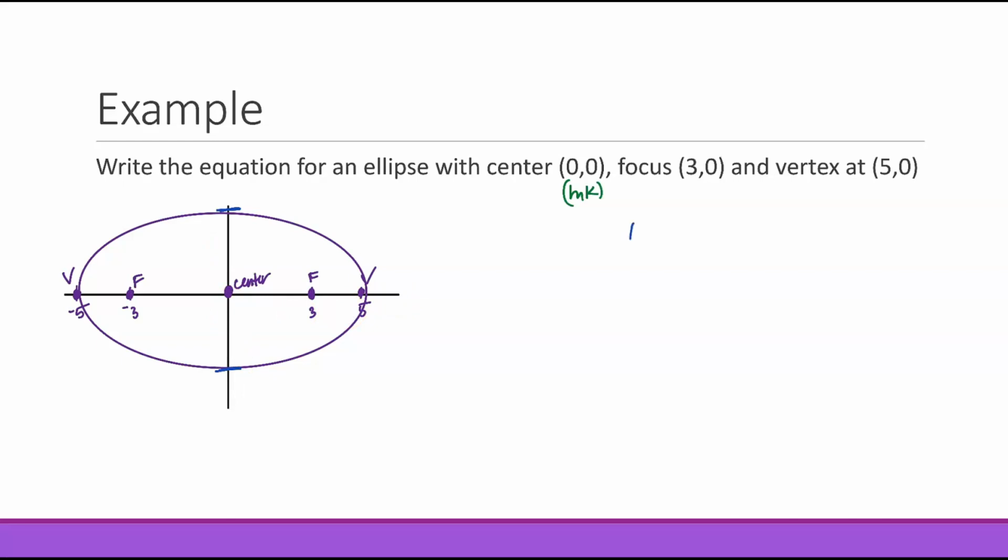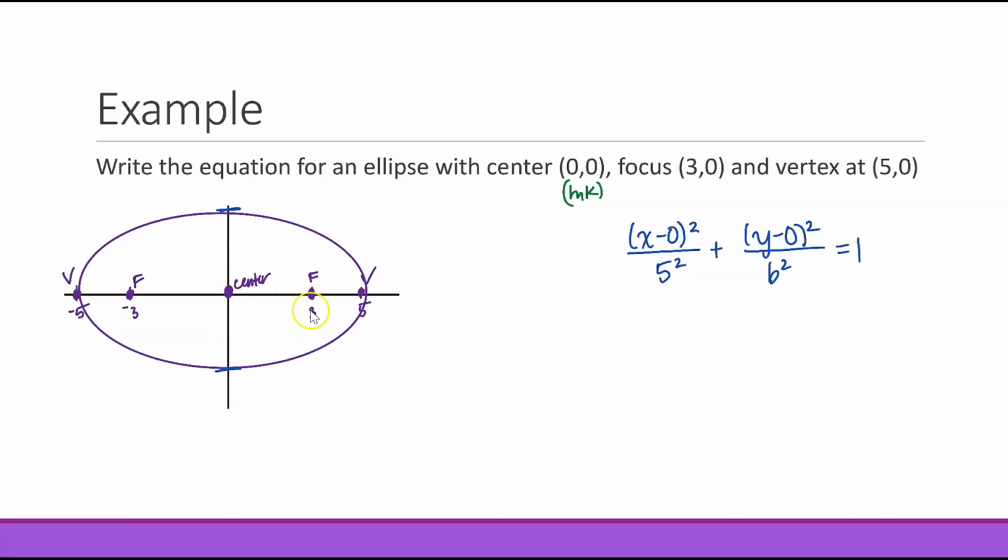So we can go ahead and say, well, we know that we have x minus 0 squared over 5 squared. So we definitely know that much because that's the number I go to the right and the left from the center, plus y minus 0 squared over, and here's what we're missing. We're missing that value of b, right? B is the smaller number. We know it's smaller. That's how much I go up and down, equals 1.